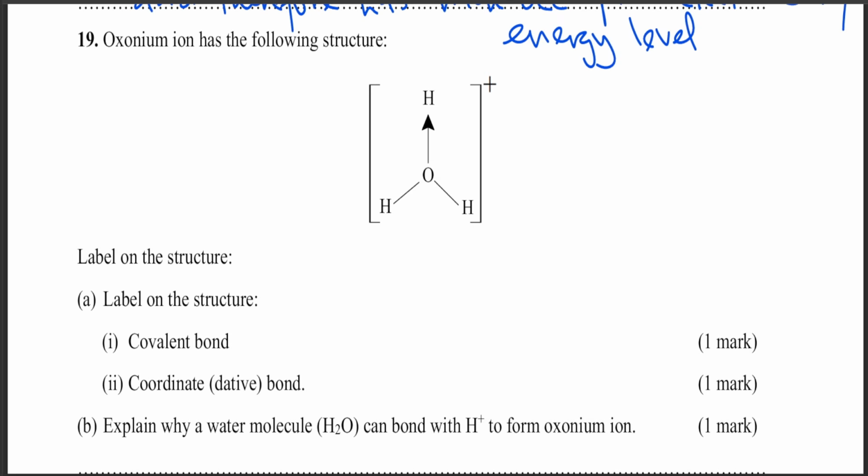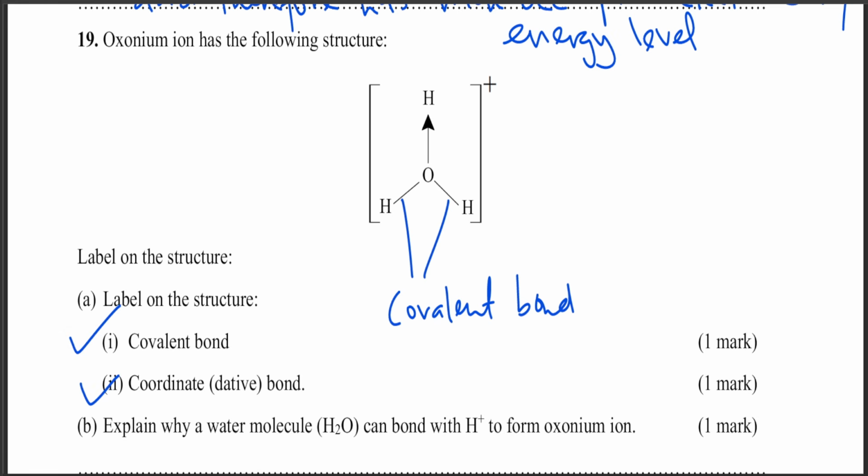Now question 19, oxonium ion, which is OH3 plus, has the following structure. Label on the structure, Roman 1, covalent bond. So covalent bonds are these ones. These here we will call covalent bonds. Okay. These are covalent bonds. So again, let me write this one. So these two are covalent bonds. Just write covalent bond, and let us write them together. So these two are covalent bonds. So that is done for the first one.